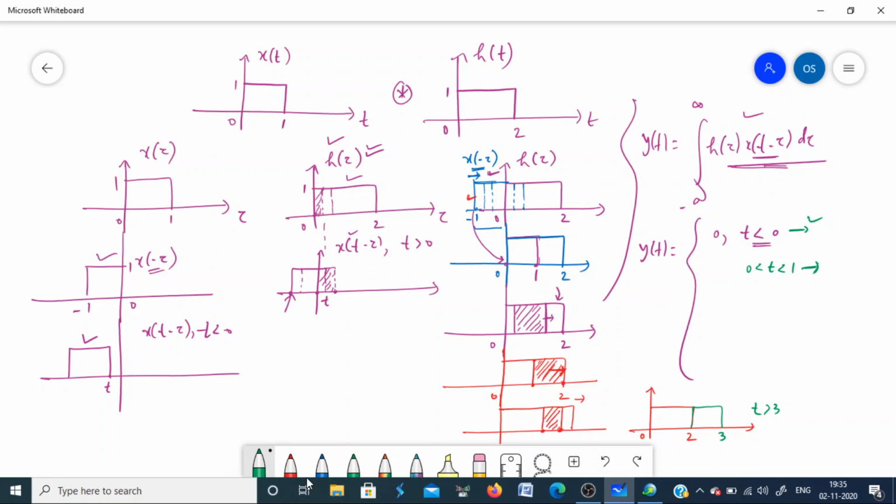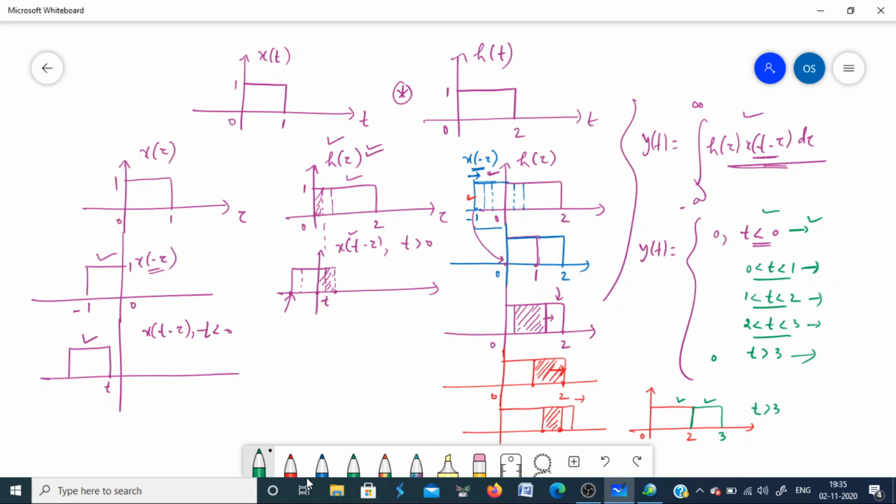Okay, and third is between 1 and 2. Then the next is between 2 and 3, and then for t greater than 3. For t greater than 3 it is 0, because these two functions will not overlap, they will be separated. The product is 0. For t less than 0 is the same situation. In between you have to find the values. What is the value of y(t) between 0 and 1, 1 and 2, 2 and 3?